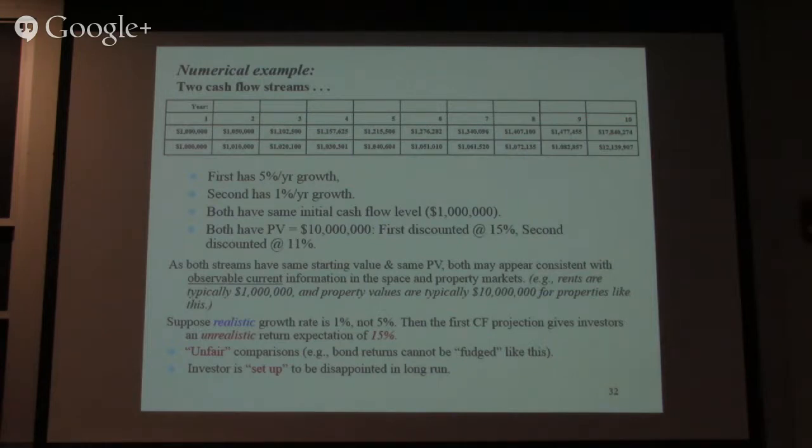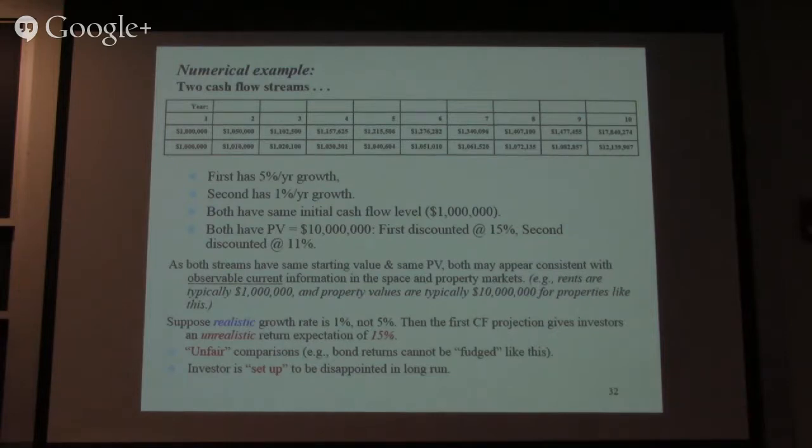And I can still get the same present value of $10 million by simply discounting the 5% growing one at 15% while I discount the 1% growing one at 11%. And I'll get the same $10 million value. So in terms of paying it in a way that's nicer and more cheerful for investors, would you rather spend $10 million and get 5% growth and a 15% return, or would you rather spend $10 million and get 1% growth and an 11% return?